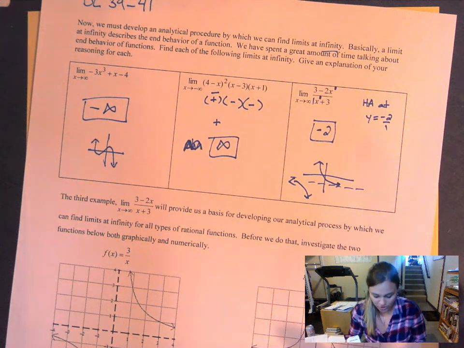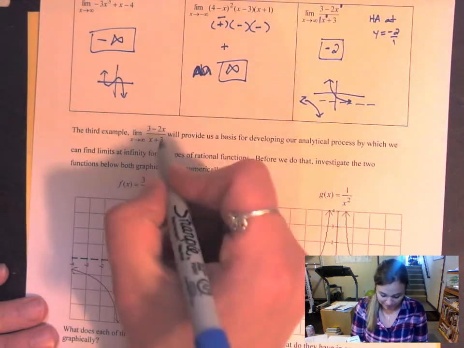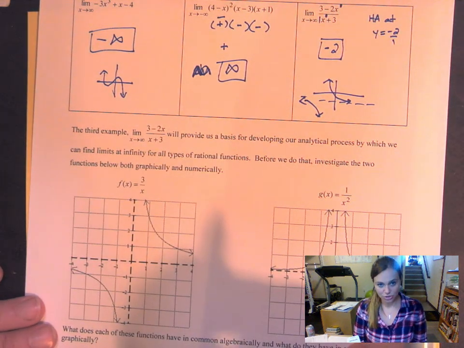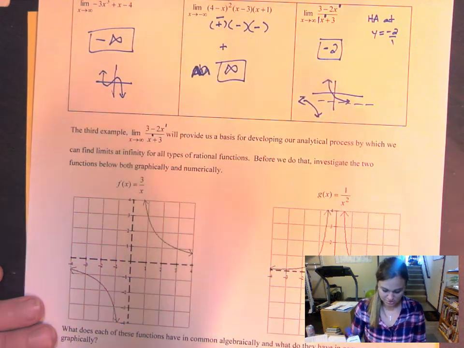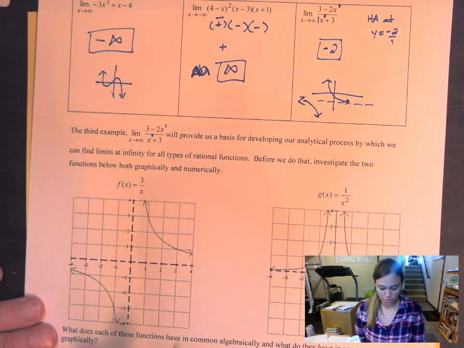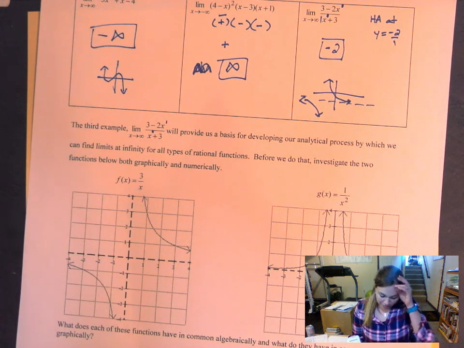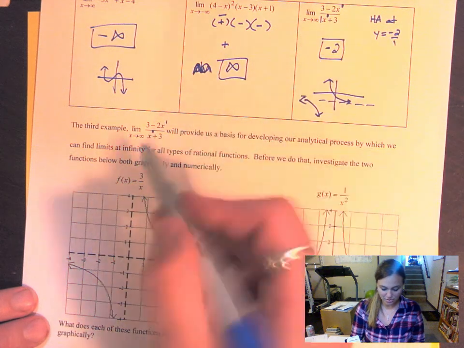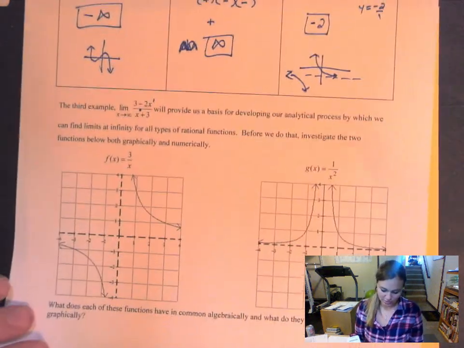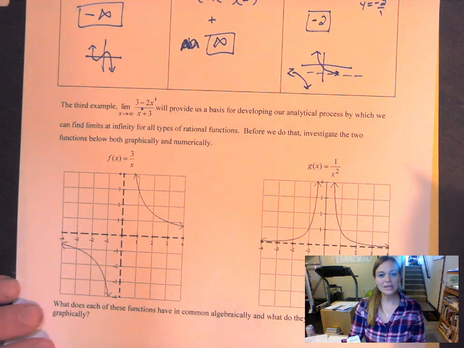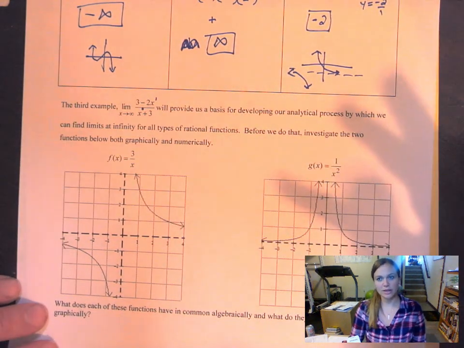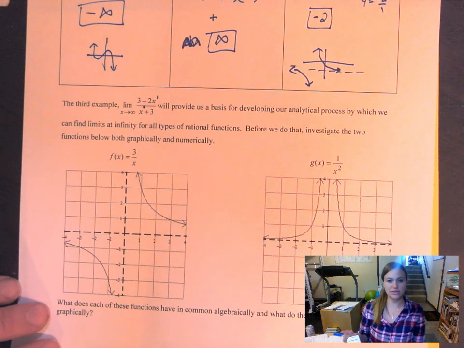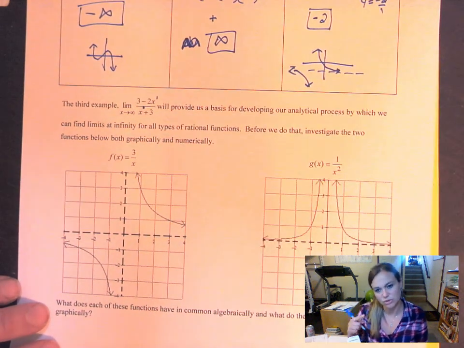Okay, so if I keep going then, it says, in the third example, I can see 3 minus 2x over x. It looks like the ratio. Do you see this? They have the same degree in the numerator and the denominator. But if we use this, it will provide a basis for developing our analytical process. So same thing as up here. They're the same, obviously. That's why that worked out the same way. Now we can use this information of what we know and just calculus it up a bit. That's an official. I just used calculus as a verb. That's what all the cool kids do. So you can do that too.